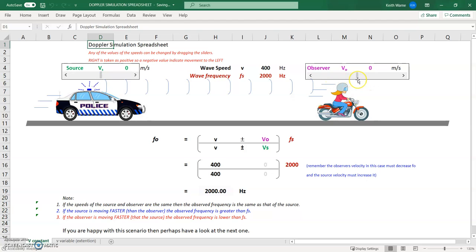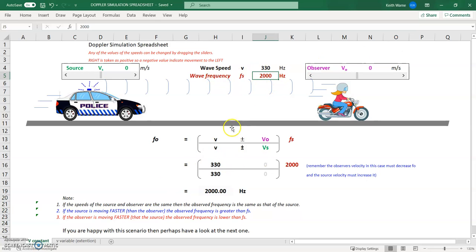I've got the observer also on 0. I've set the wave speed at 400. Actually, we can set it to 330 because that's the most often quoted speed of sound. You can change those values if you want to. And I took 2000 Hertz, which is an average frequency of a siren, apparently, according to Google. So that's where I got those values from.